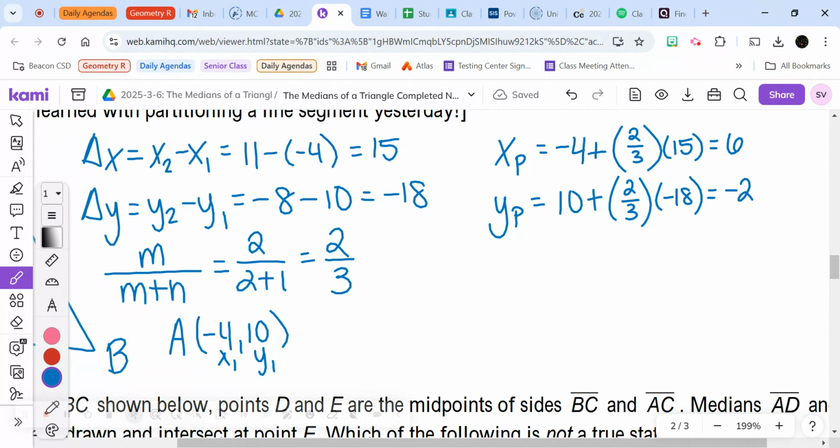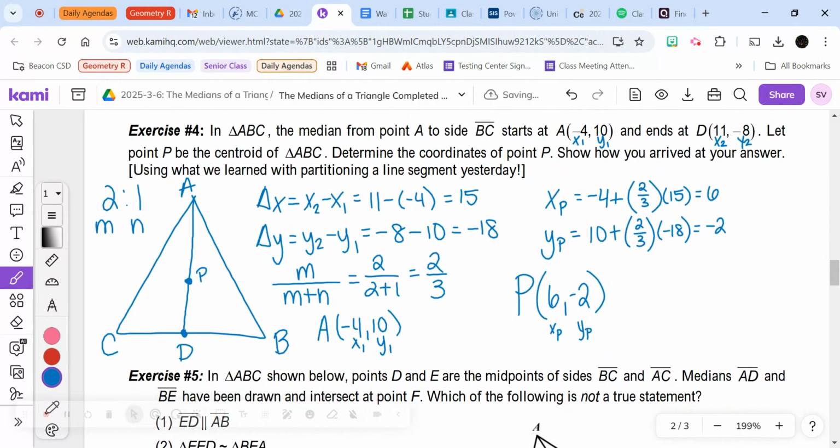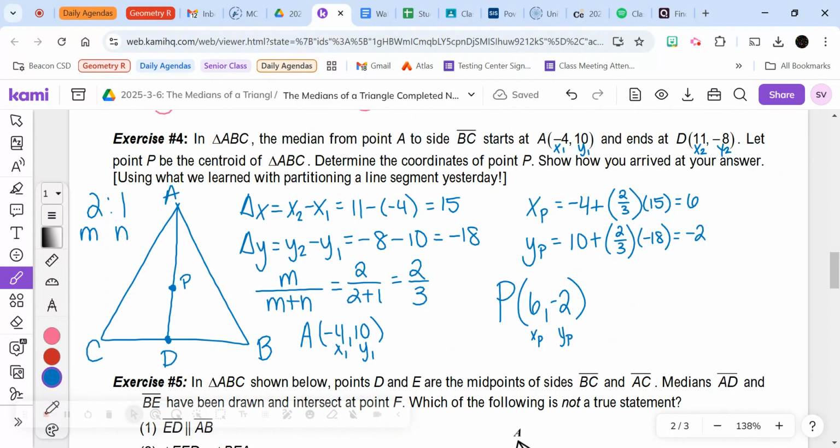Okay, so that's our x and y value of the coordinate. So if I'm asked to figure out what the coordinate for P is, I'm going to say it's 6, negative 2. This is our xp and our yp. We found the coordinates of point P that partitioned the segment AD into a ratio of 2-to-1 because it's a median.